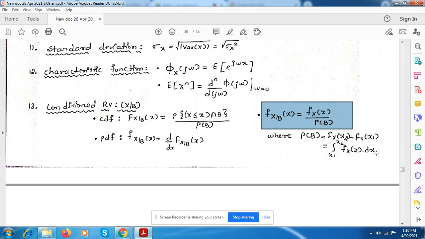These are the list of formulas whichever we have seen till now, and next we will see a few more examples and special distributions, their equations, and we will study all that in the next class.